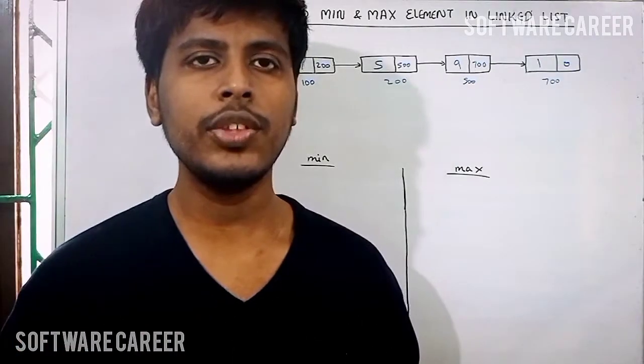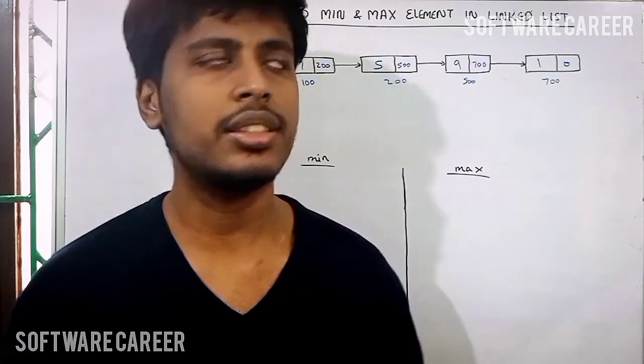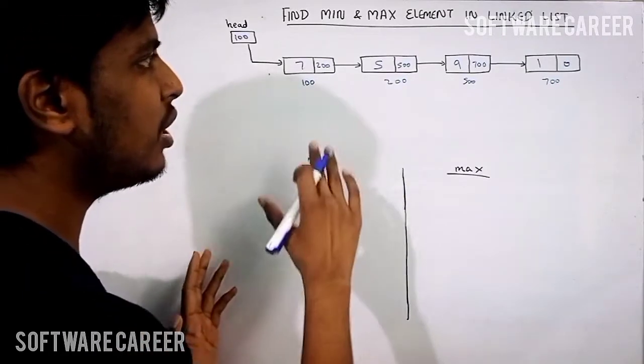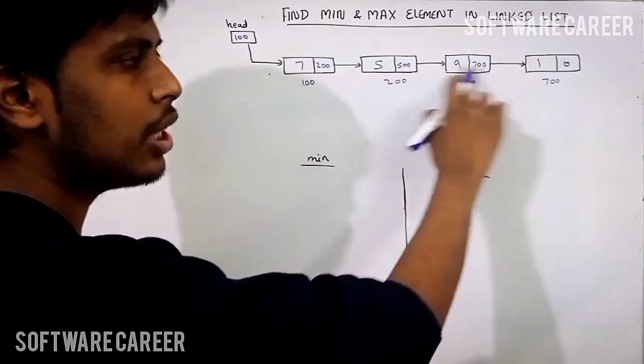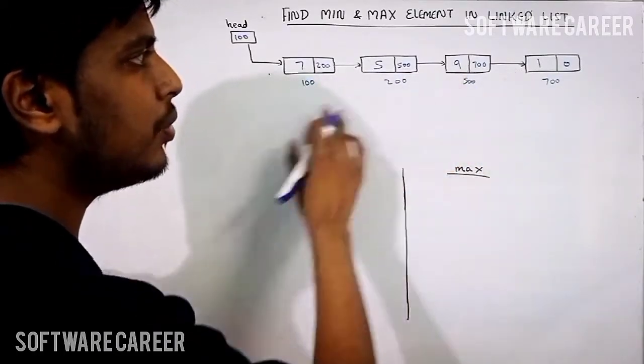Hello everyone, in this video I am going to teach you how to find the minimum and maximum element from the given linked list. Now first I will teach you to find the minimum element from the given linked list. This is the linked list having 4 nodes. These are the first node, second node, third node, fourth node.